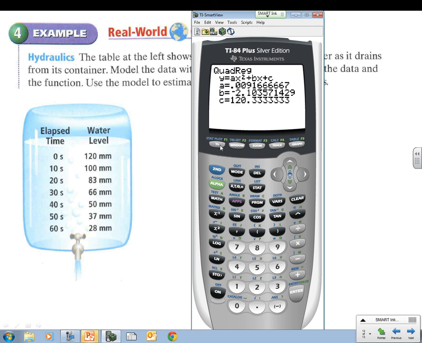Let's see if I can remember these three numbers. 0.009 x squared. Nope, I've already forgotten them. There it is, negative 2.104 x, and what was my last one? Second quit takes me back to the main screen here. 120.333.